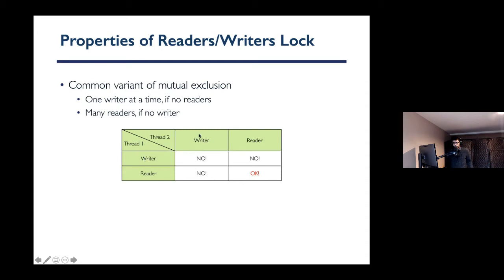If you have a writer, you don't want anybody else to be modifying the data or reading the data. So if you have any writer accessing the data, no other writers, no other readers. If, however, you have a reader, then you definitely don't want anybody to write, but you're okay if other readers also access the data. So this is what we want as a requirement for our lock. We want to implement a lock that we can use this way.